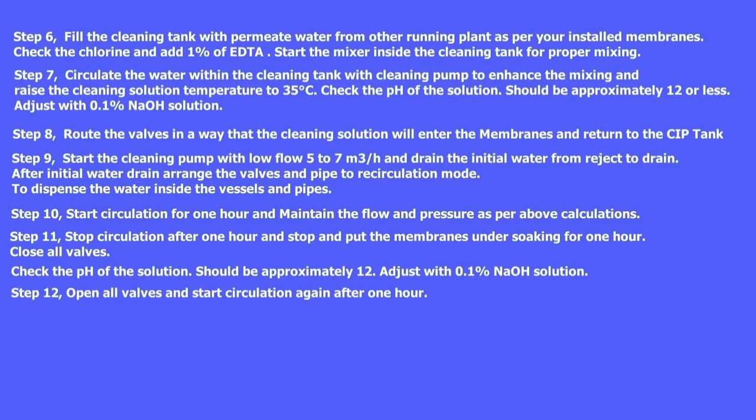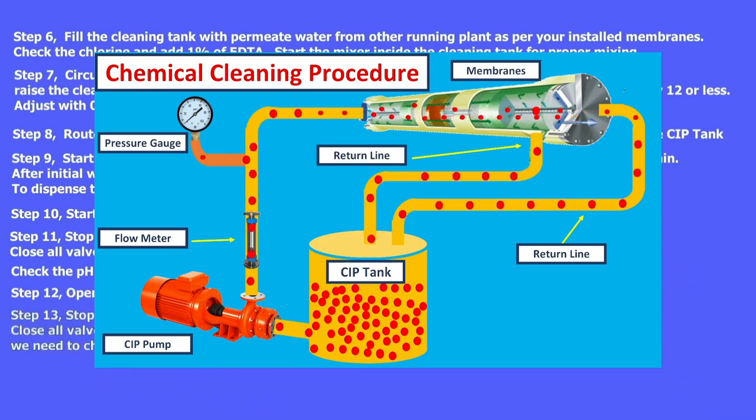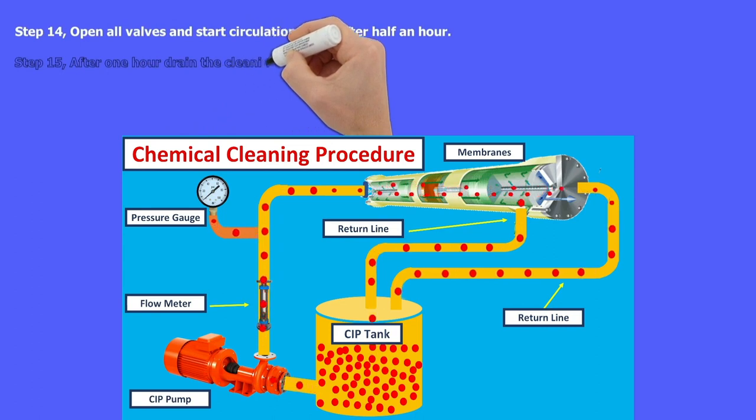Step 12. Open all valves and start circulation again after 1 hour. Step 13. Stop circulation after 1 hour and put the membranes under soaking for ½ hour. Close all valves. Check the color of the cleaning solution inside the cleaning tank. If more dirty or dark, we need to change the cleaning solution. Step 14. Open all valves and start circulation again after ½ an hour.